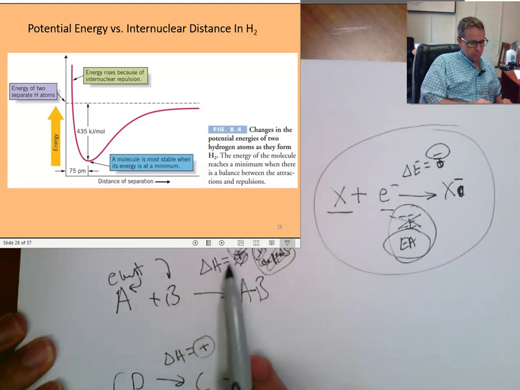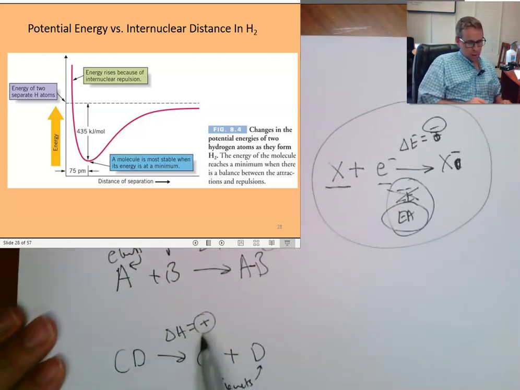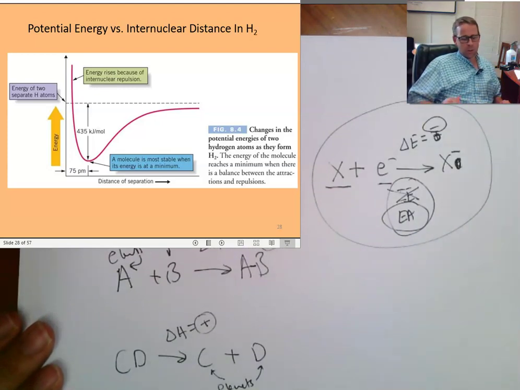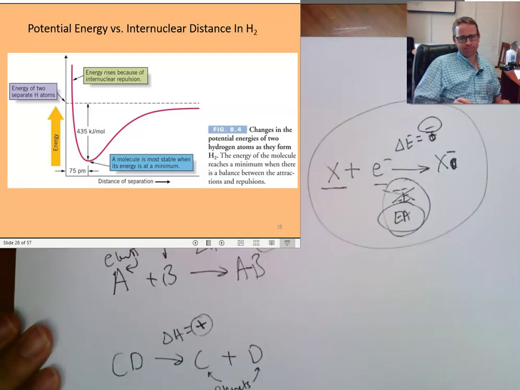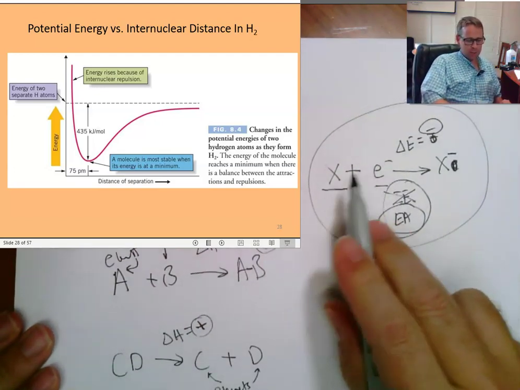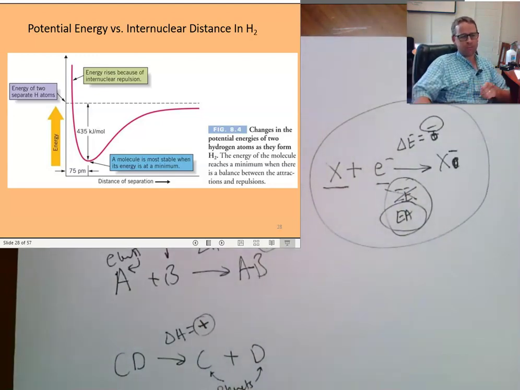Anytime bonds are formed, it releases energy. Anytime bonds are broken, energy has to go into the system. Electron affinity, anytime an electron is given to an element, it will always release energy, at least the first electron. Okay, very good.